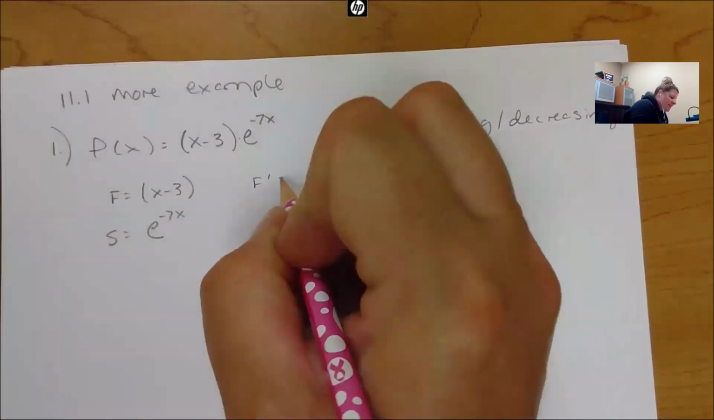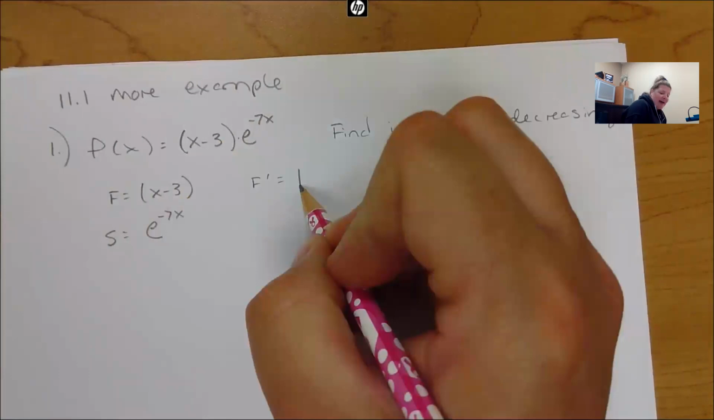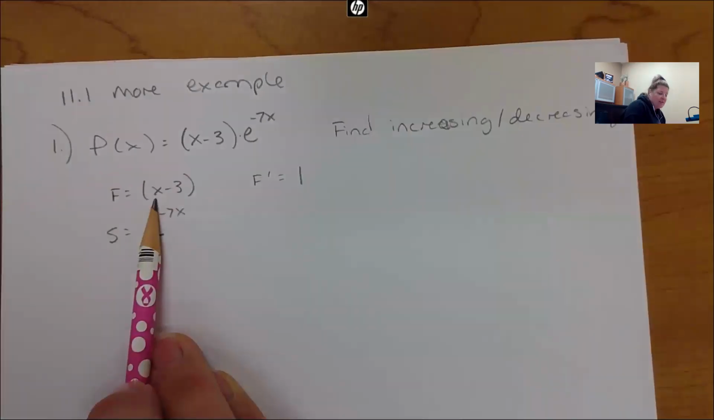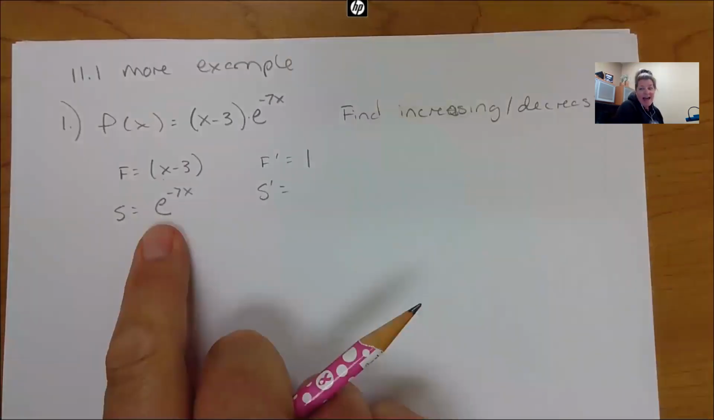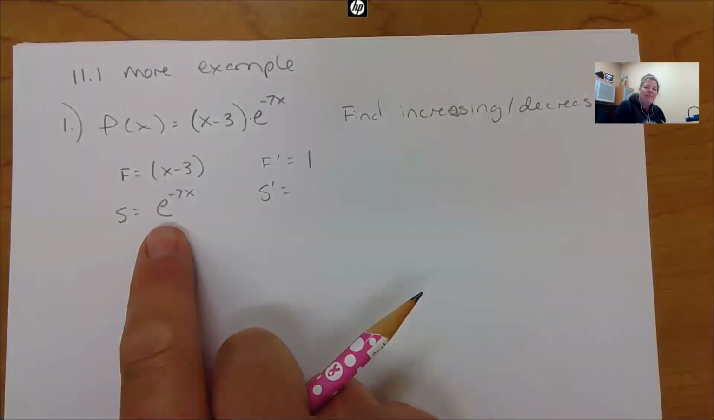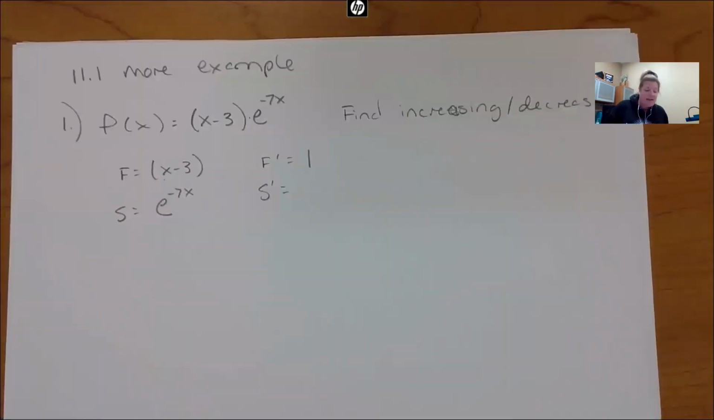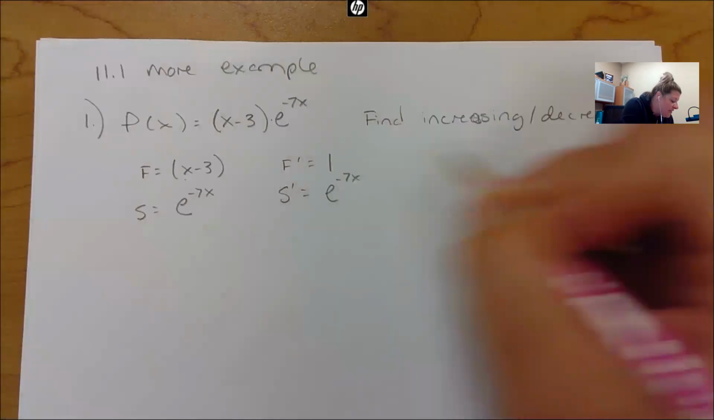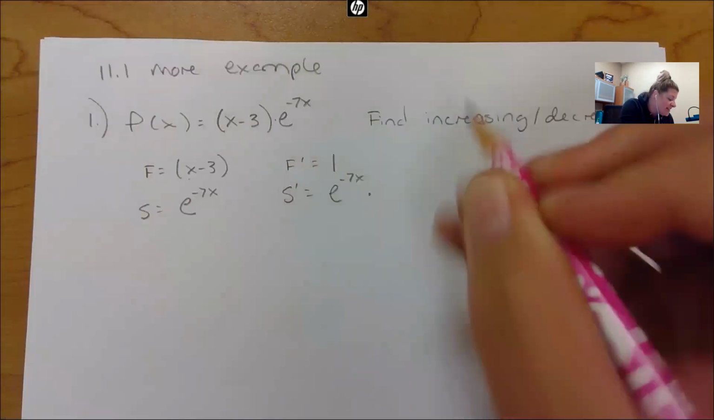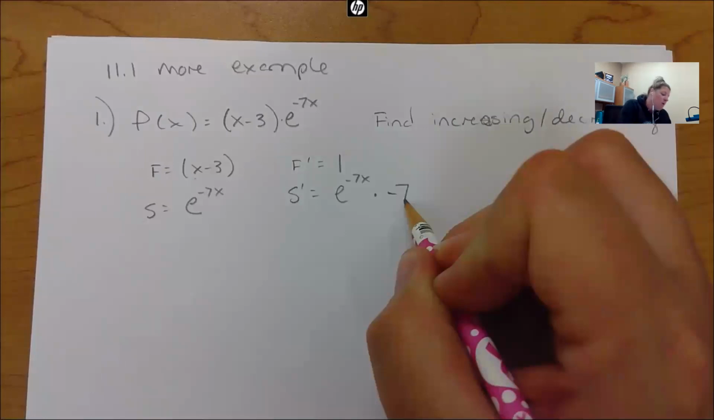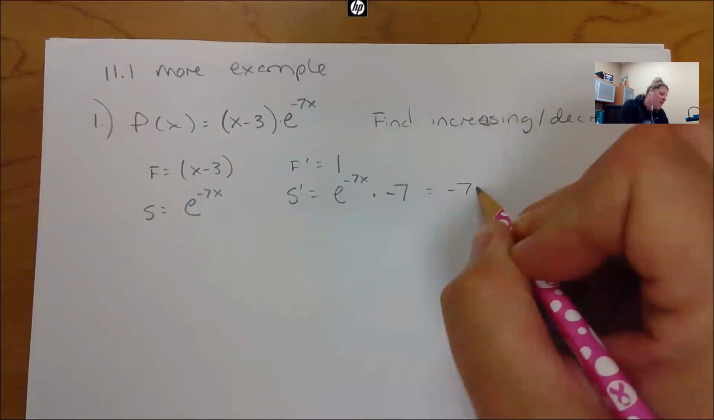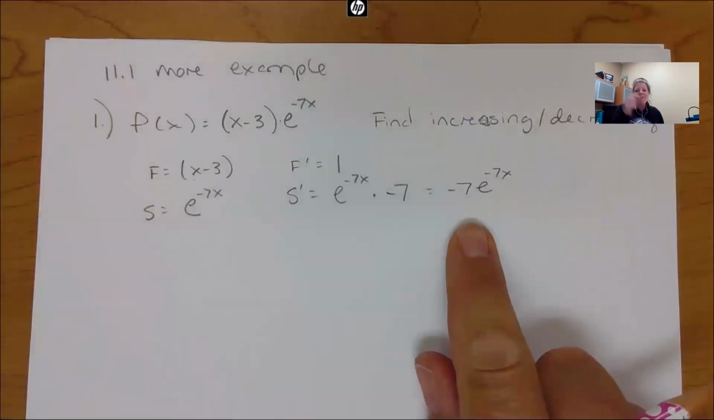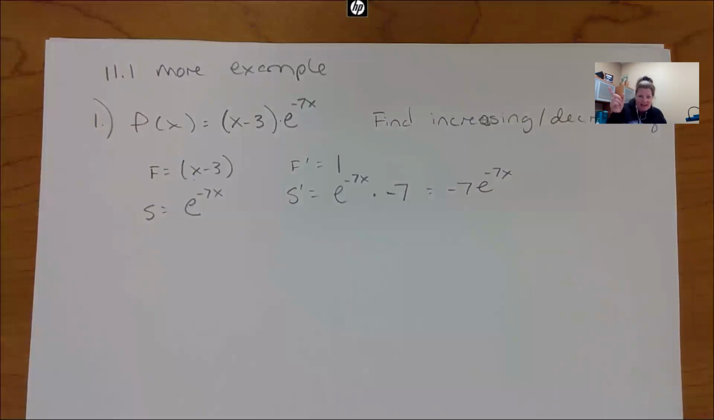So the derivative of the first is just 1, right? Because that is a 1, and the minus 3 goes to 0. The derivative of the second one: when you have e to the x, it's e to the x. But we have something inside, so this was a chain rule. We have e to the negative 7x, keep it the same, but then times the derivative of the inside, which is negative 7. So we'd simplify that to negative 7e to the negative 7x. We can't forget to multiply by the derivative of the exponent.